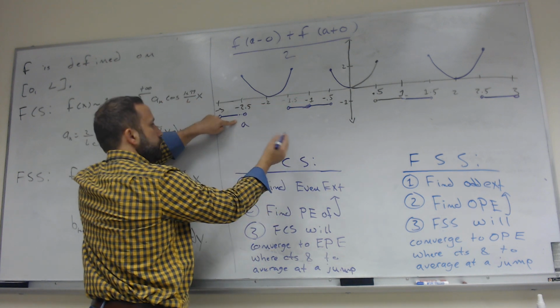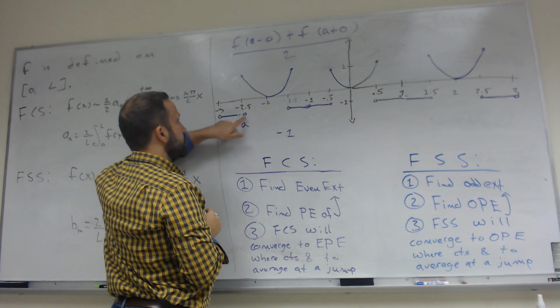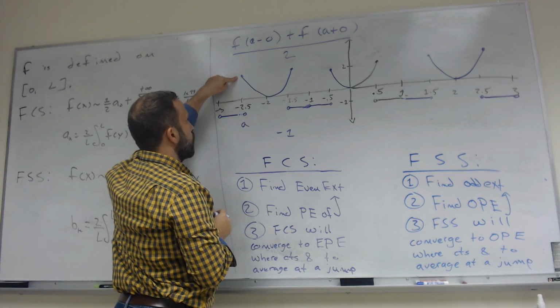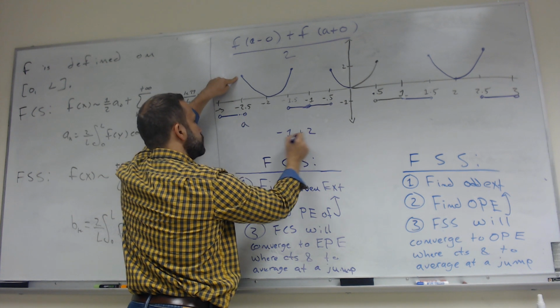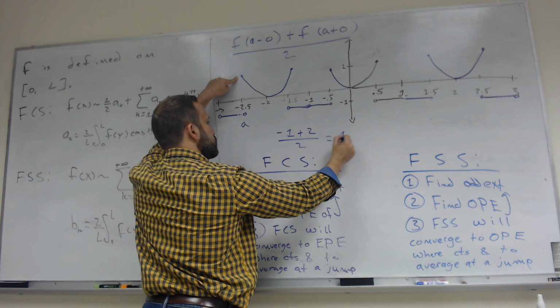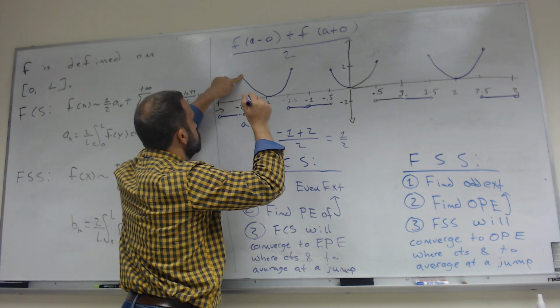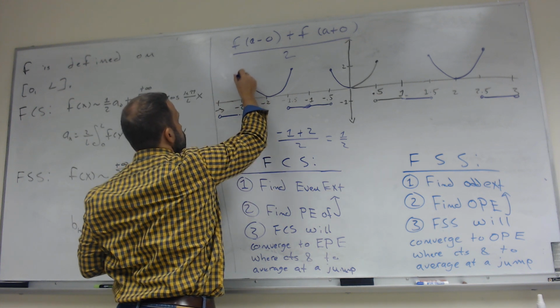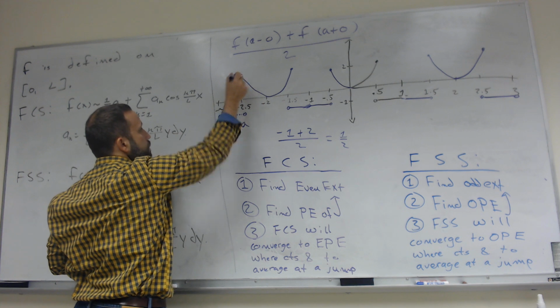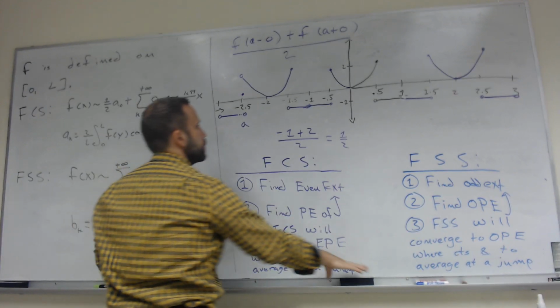So I'll do the computation down here. The left-hand limit here is -1. The right-hand limit here is 2. We're going to divide that by 2. So -1 plus 2 is 1, so this is 1/2. So the Fourier cosine series will converge to 1/2. So it's not going to converge here. The Fourier cosine series won't converge to that point, or to that point. It will converge to 1/2, which is this point.